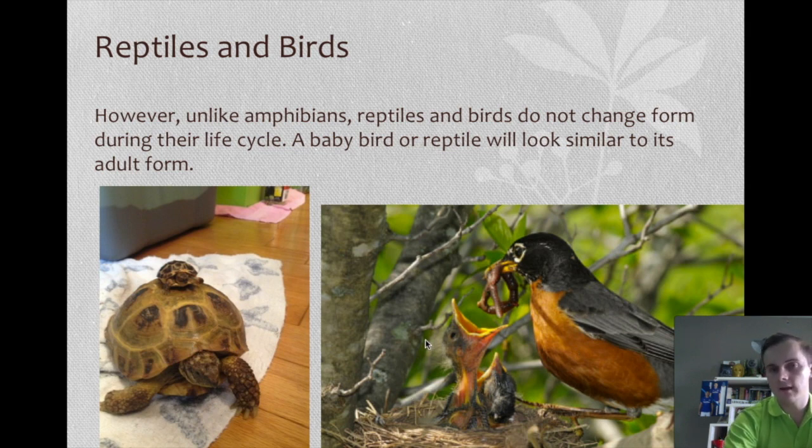Although the baby bird, the chick, is much smaller than the adult bird, it's got similar features. Same beak, same eyes, same wings. It's just smaller and not fully grown yet.